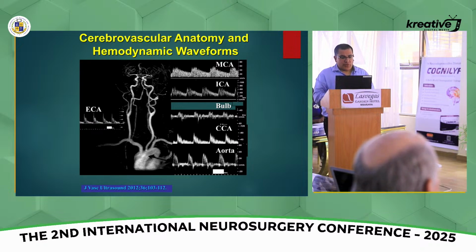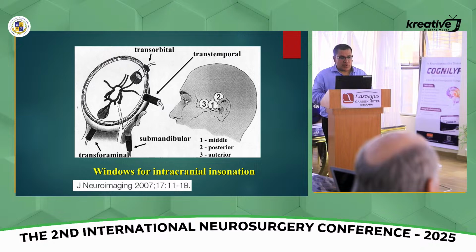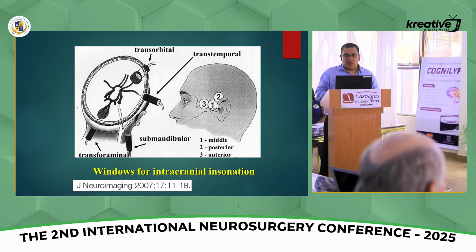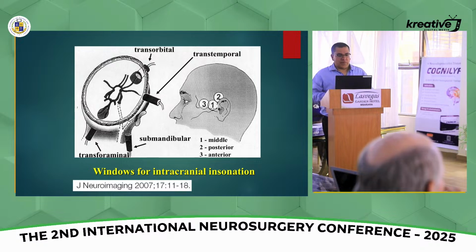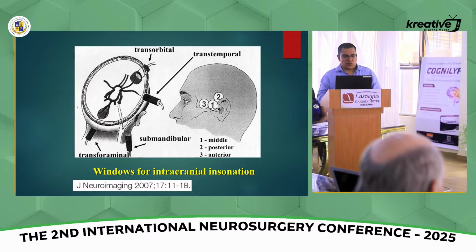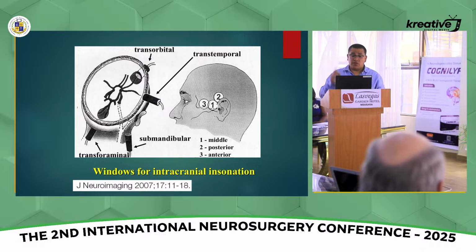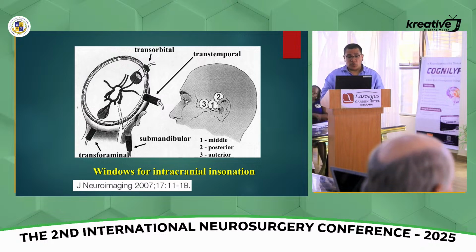Other windows that can potentially be used, besides the transtemporal and transorbital, are the submandibular, which we don't use very often. The majority of patients have C-collars, or spinal instability, or high ICPs, so manipulating the jugular area right there is a little bit tricky. And obviously we cannot turn them around or tilt the heads too much to actually get a transforaminal window. However, depending on the depth, and we'll talk about that in a second, we can access even the basilar artery from the transtemporal window as well.